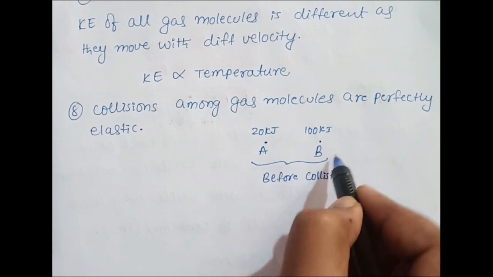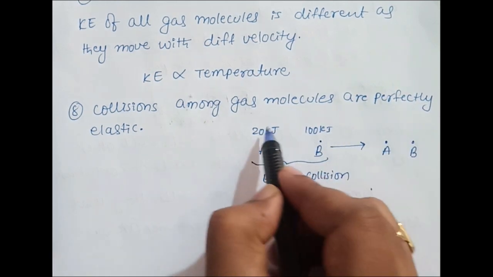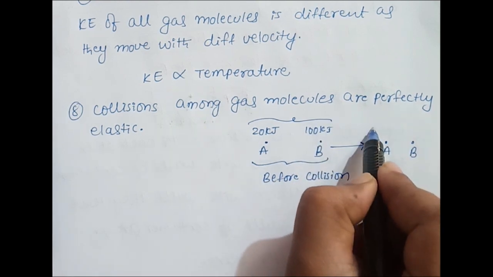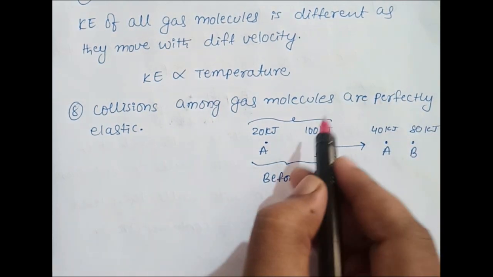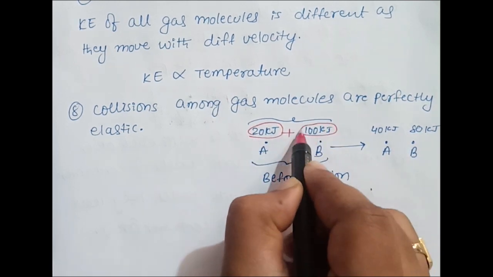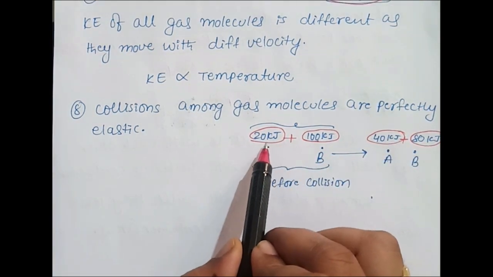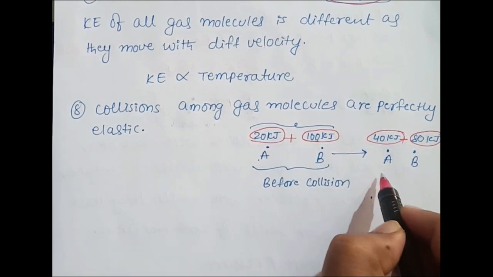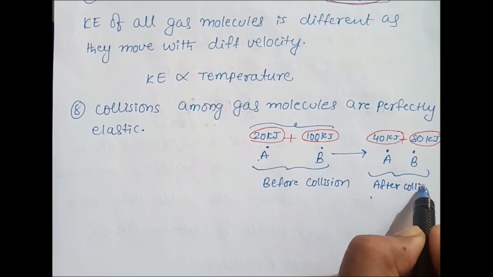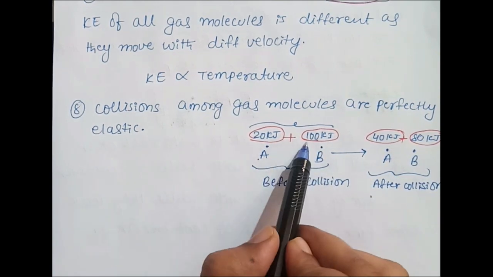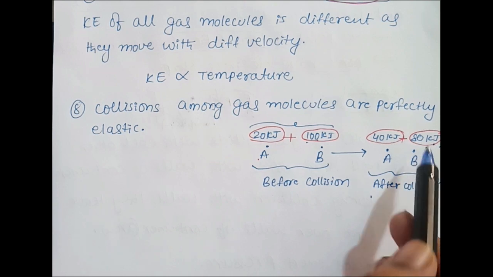Now they collide with each other and after that they will move in different directions. So again, A molecule and B molecule, there may be change in individual energy. So it may become 40 kilojoule and it will become 80 kilojoule, but the total energy will remain the same. You see, 20 plus 100 is 120 kilojoule, and 40 plus 80 is also 120. So here there may be a change in the individual energy, this is before collision and this is after collision, but the total energy is the same. It's 120 and 120. That is what we call elastic collision.